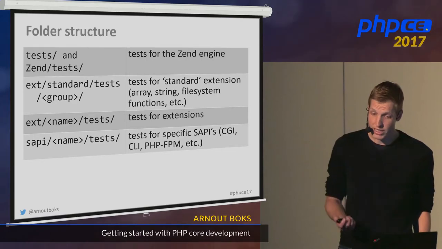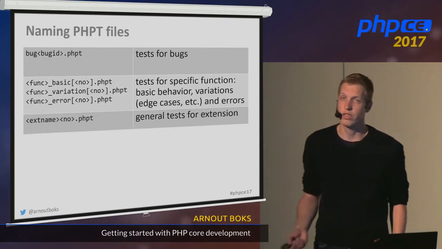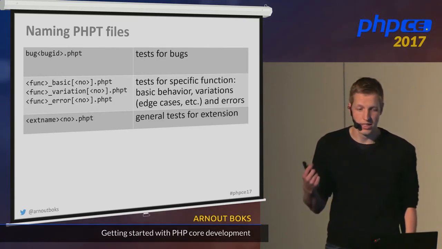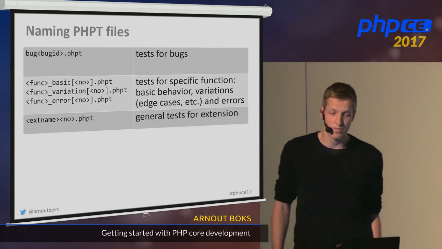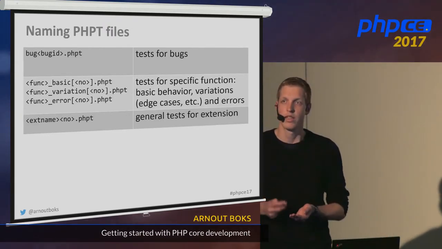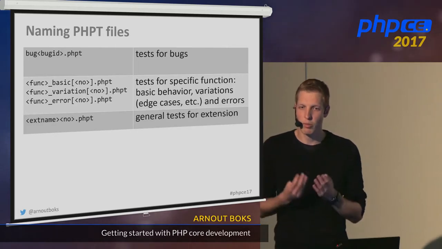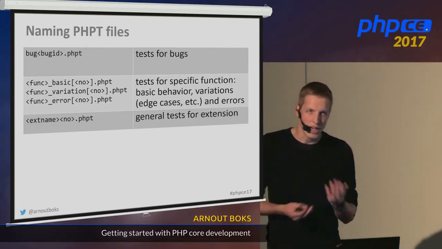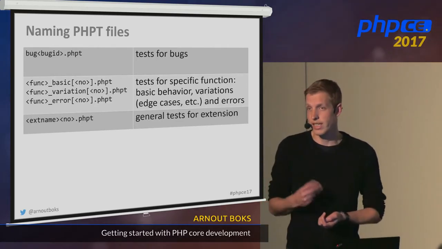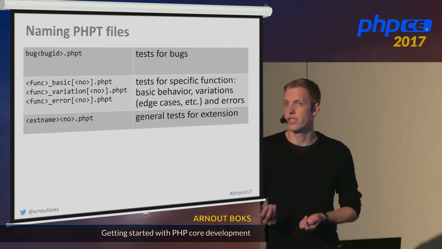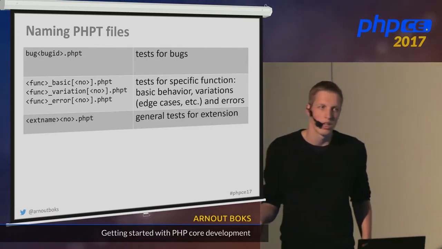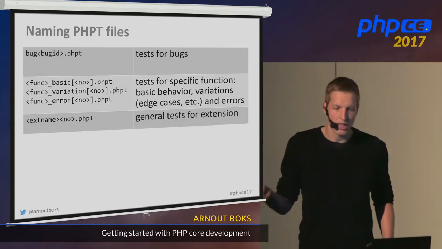There's also a fixed naming scheme for these tests. So tests that provide a test for a specific bug get a test name derived from the bug ID. For specific functions, there are various patterns. There are basic tests, which just test the normal behavior of the function. There are variations that test edge cases. And there are error tests, which test the error conditions of the function. So when you provide the wrong arguments to the function, or some connection could not be opened, etc.